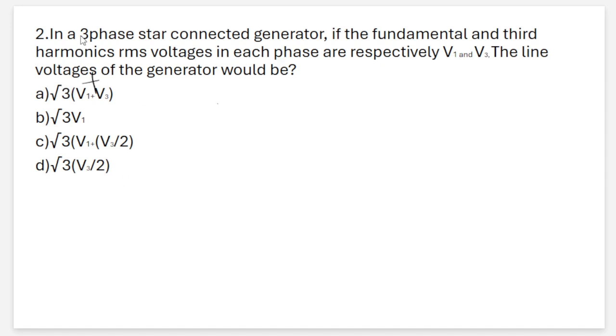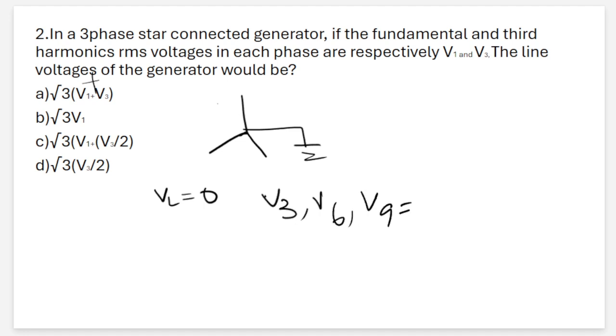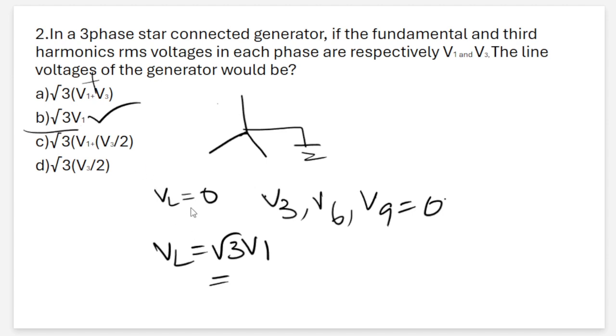For an alternator or motor, the stator is connected in star fashion. The phase voltage contains third harmonic components, but the line voltage does not contain third harmonics. So in a star connected generator, line voltages are free from triplen harmonics. These triplen harmonics V3, V9, V15 are equal to 0. So line voltage VL is equal to root 3 times of V1. So here the answer is option B, root 3 times of V1.